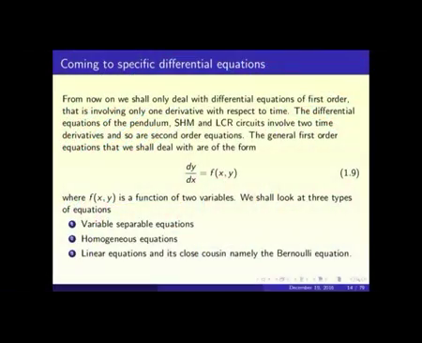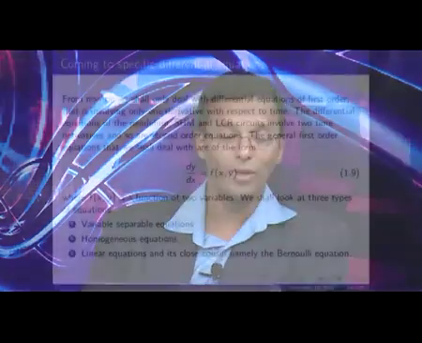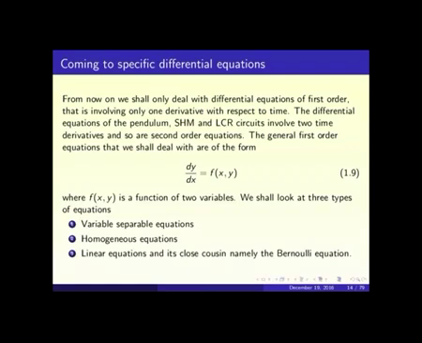So f of x, y is a function of two variables. We shall primarily be looking at three types of differential equations of the form 1.9, namely the variable separable equations, the homogeneous differential equations, and the linear equations and their close cousins, the Bernoulli equations. Remember that right at the beginning I put down the name of Jean Bernoulli, who was a very important figure in the historical development of differential equations. It is the same Bernoulli, so his name appears now. So we shall look at these three types of equations in this course.